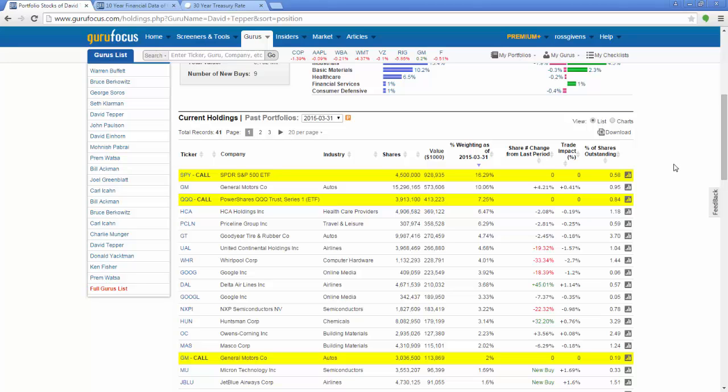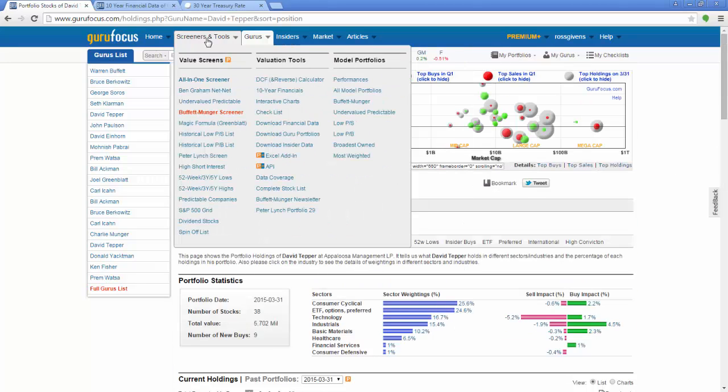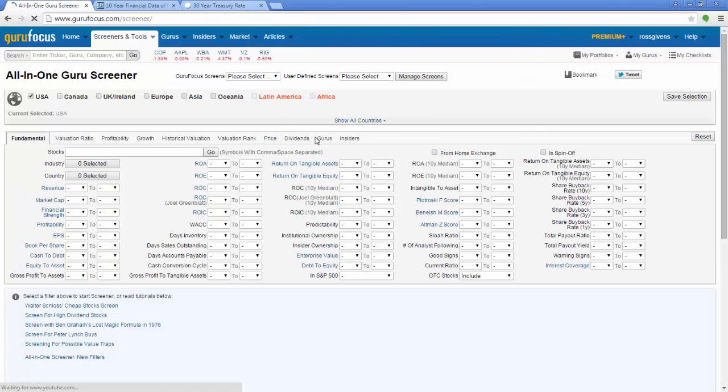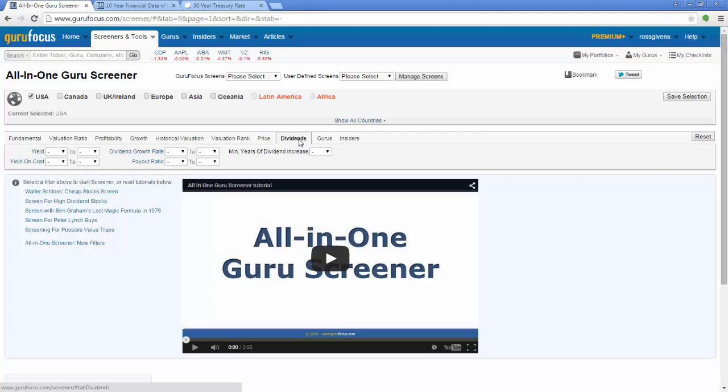Last question: is there a way to screen for stocks near their historical high yield? Good question. Let's take a look. I don't believe you can scan by historic high yield. I could be wrong. I know you can display it.